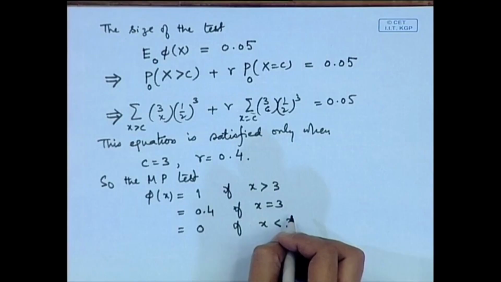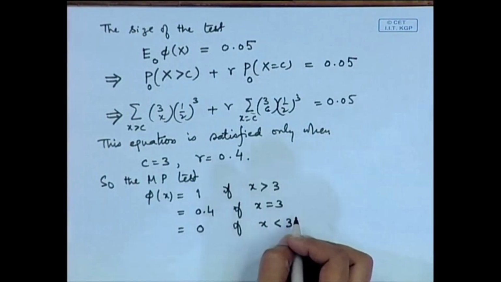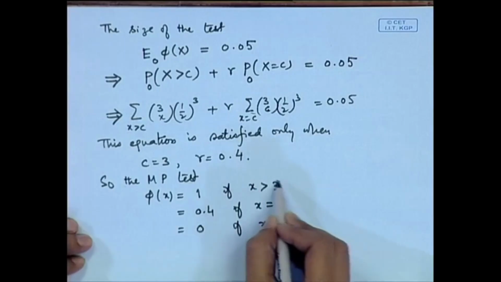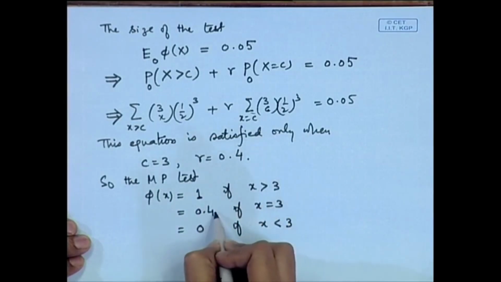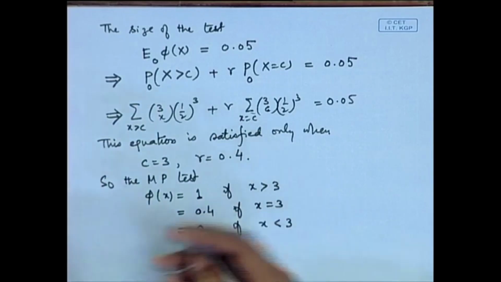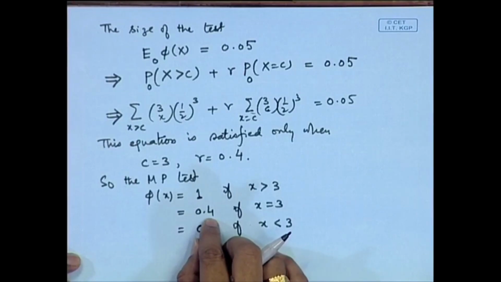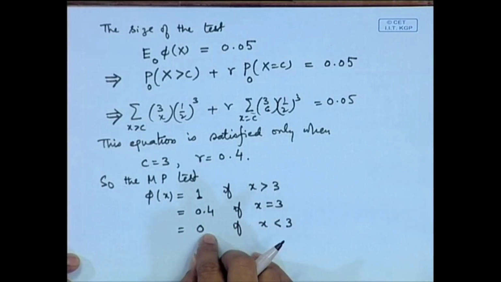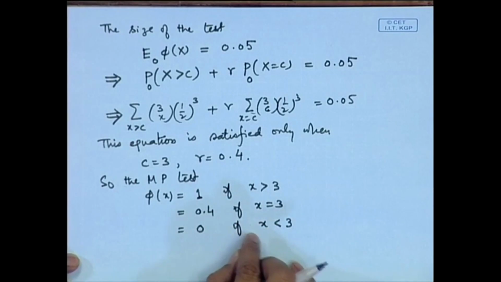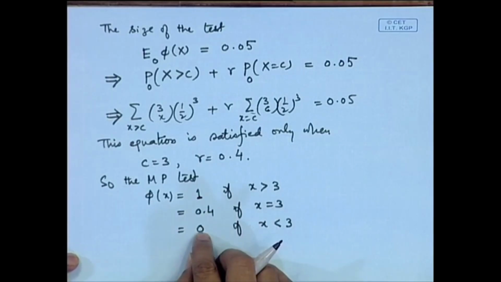So, let us look at the interpretation of this. The interpretation of this test is, because x is taking values 0, 1, 2, 3 only, this test is never rejecting with probability 1, it is rejecting only with some probability. That means, when we conduct the experiment and if I observe x is equal to 3, then we will reject with probability 0.4 and accept with probability 0.6. In all other cases, we accept the null hypothesis. That means, if x is equal to 0, 1, 2, then we do not reject H0.